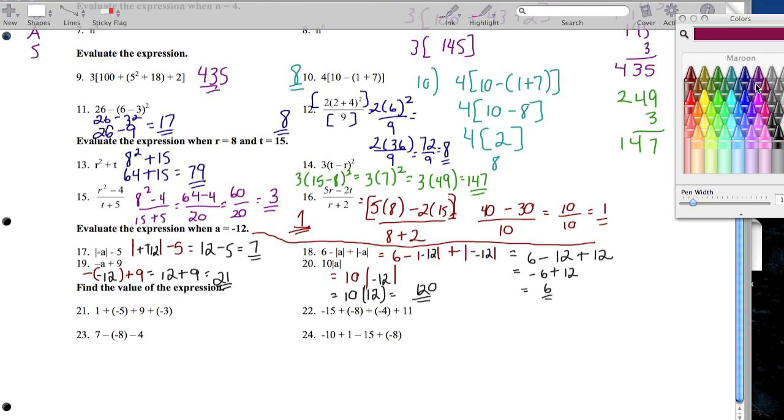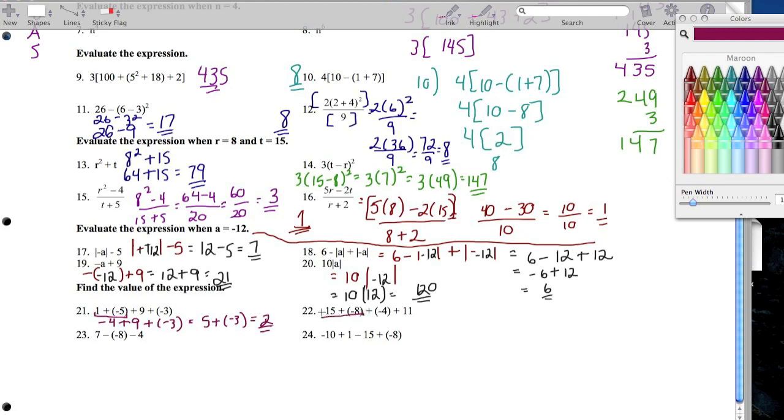All right, moving on to the last 4 on this page. Find the value of the expression. So we are going to go through, there's no equal sign, so it's an expression, and we're just going to take it from left to right. Even though in this one they're all being added, this plus this plus this, I think if you just go from left to right, it makes it easiest and you're most likely to get the correct answer. 1 plus negative 5 is negative 4. Negative 4 plus 9 is positive 5. And 5 plus negative 3 is positive 2. So that's the answer to number 21.